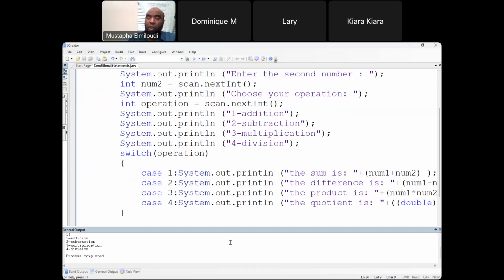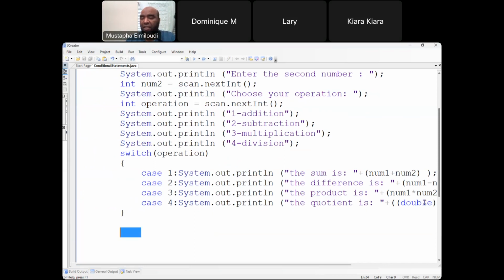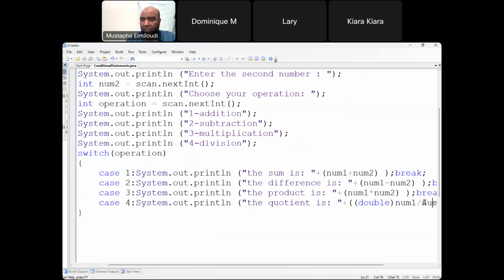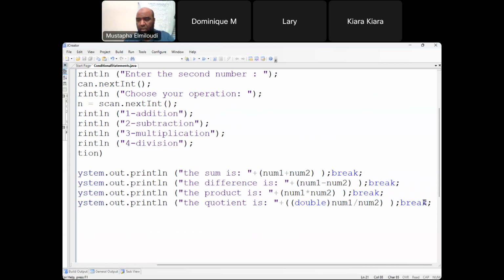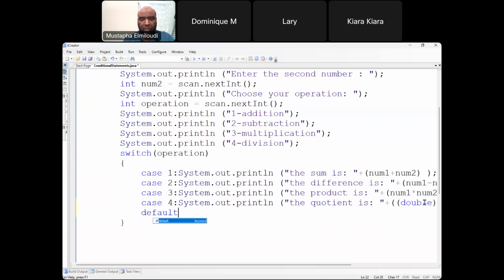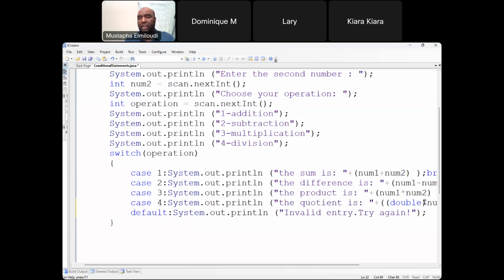Now, in this case, we want to tell the program that that's wrong. This is not a valid statement. So there is something called default. What we do is add one line at the end, right here, after break, and we put default. Can you see that? Default means anything that is not mentioned. Here I'm going to put invalid entry, try again. See? So now the program can respond to any situation.